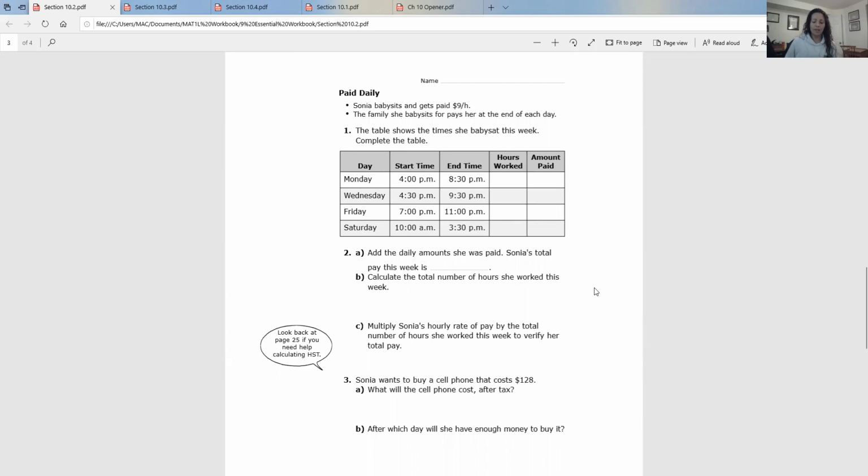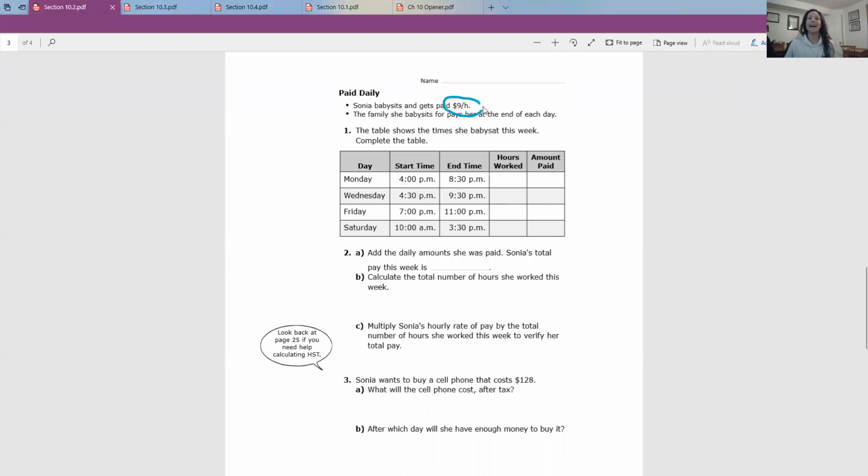So really, I think the hardest part is calculating the amount of hours that you work. I will go through most of this with you, and then there's just a section at the end that I would like you to do on your own. Okay, so Sonia gets paid $9 an hour. That's her babysitting rate. And then we have to figure out how much she earns at the end of the week. So Monday, she works from 4 to 8:30.